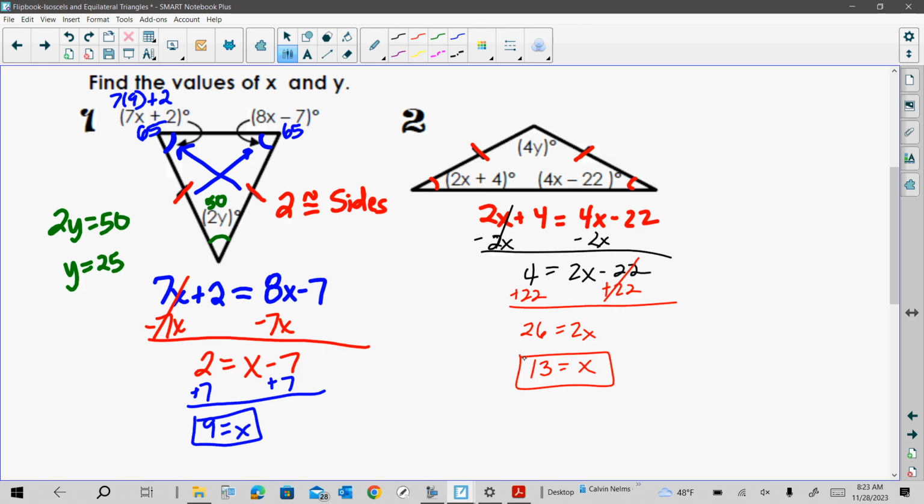Okay, I want you to see if you can get to the y. You got to plug it back in, get those angle measurements, and then get your vertex angle and solve for y. So it doesn't matter which one you plug it in. Like I would probably do this one. This one to me is the easier one. 2 times 13 plus 4. If I double 13, that's 26 plus 4. That makes it 30. So now I know both angles here are 30 and 30.